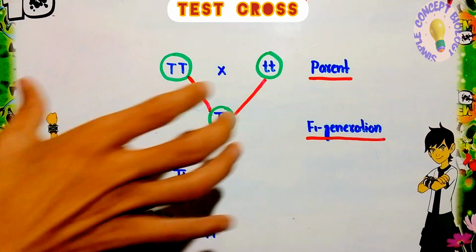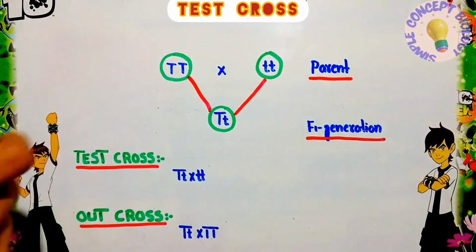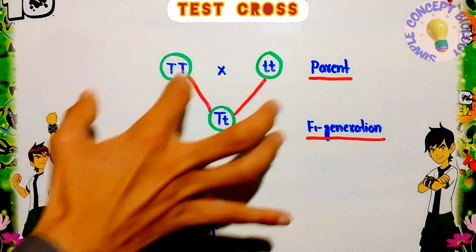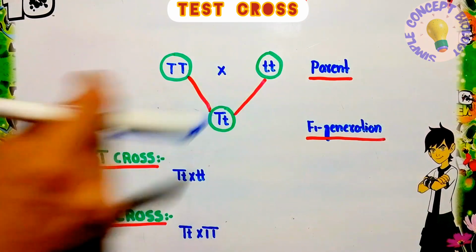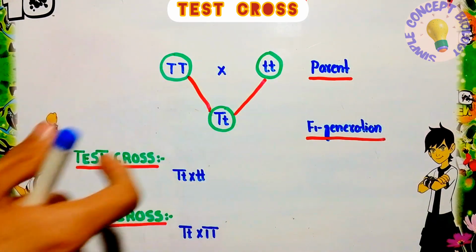This is a dominant character, while this is a recessive character. Now if we cross this parental generation, as the result of the cross we will get the hybrid, that is capital T and small t. In the F1 generation we will get this type of offspring. The offspring is heterozygous dominant.